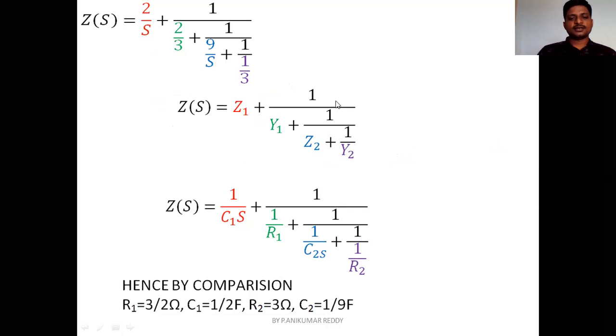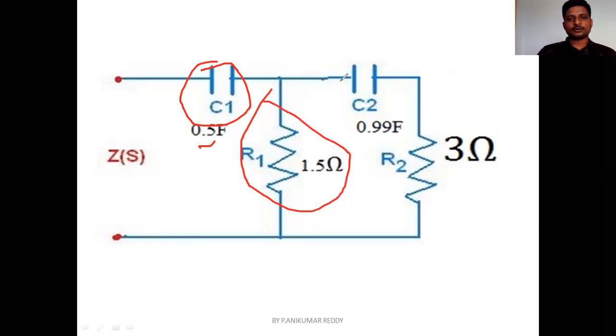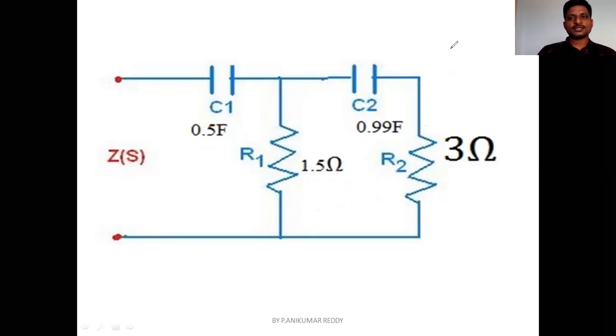Then after finding all the elements, you have to draw the diagram. First one is an impedance function, so you have to draw it in the series arm. This is called the series arm. You have to draw it in series with its value. Then the second one is an admittance, so it is drawn in shunt. Third one is again impedance, therefore series. Fourth one is again admittance, so it is drawn in shunt. So this is how you have to draw in Cauer synthesis.